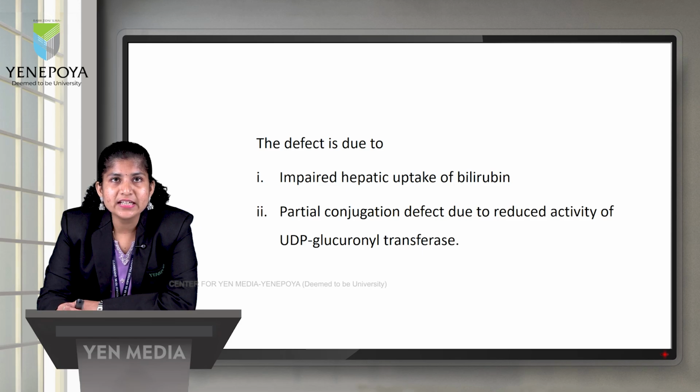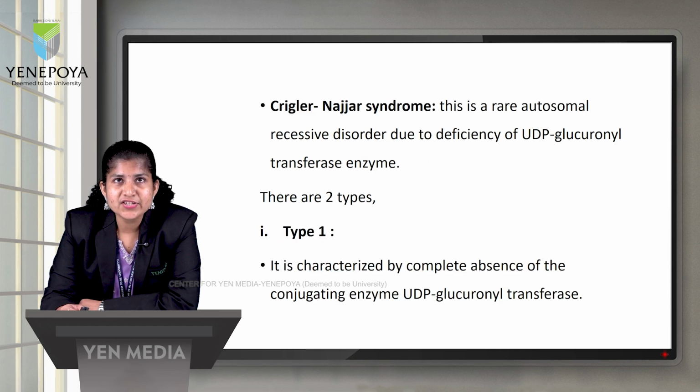Next we will see what is the defect here. It is mainly due to impaired hepatic uptake of bilirubin and partial defect in the enzyme UDP glucuronyl transferase, which is required for conjugation. Next we will see Crigler-Najjar syndrome.